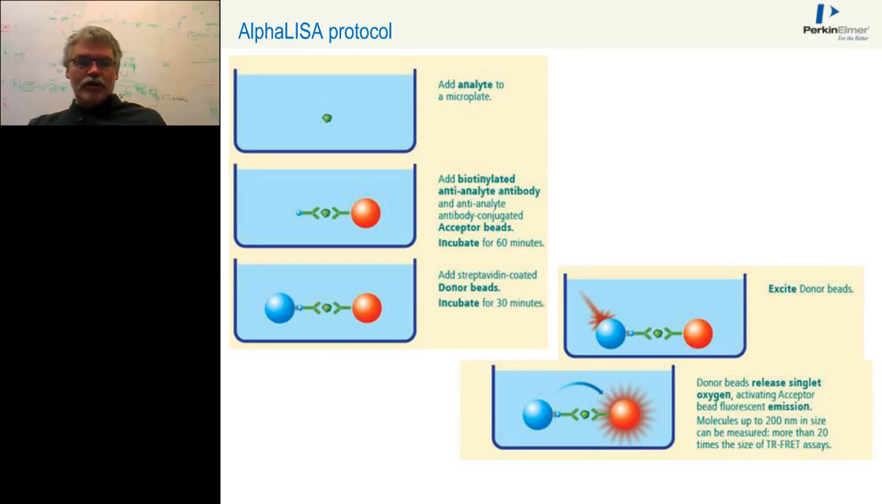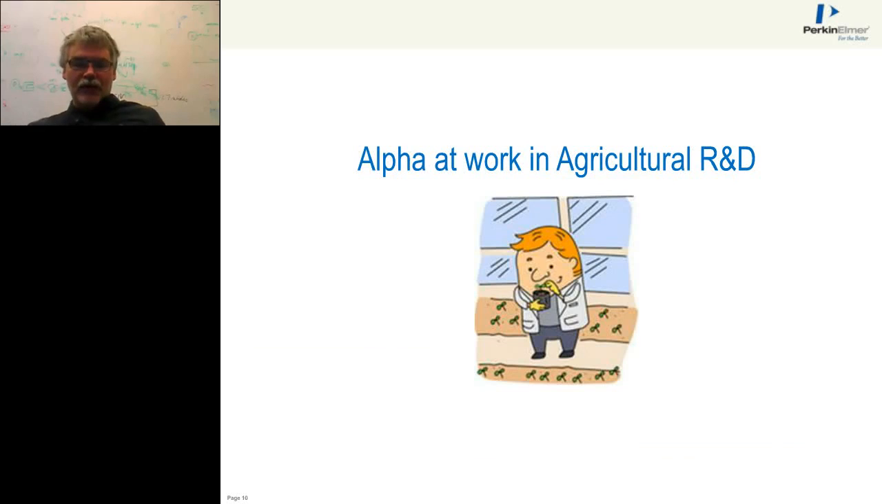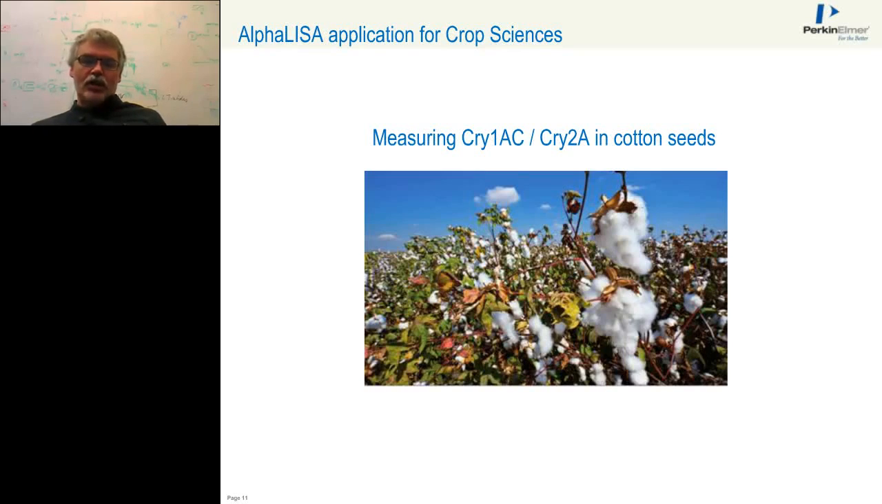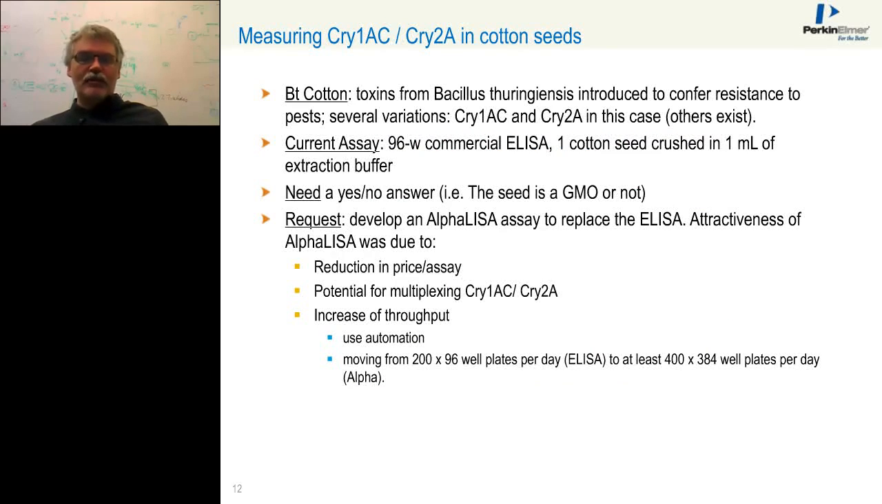So now that we have presented Alpha, we're going to see it at work in plant assays. The goal here was to create an assay that could detect transgenic cotton. These cotton seeds were modified by the introduction of a gene from Bacillus thuringiensis, which encodes a protein that kills insects that try to eat the seeds or other portions of the plant. There are several variants. Two are mentioned here, Cry1AC and Cry2A, that will be the target of our assays, but there are several other variants.